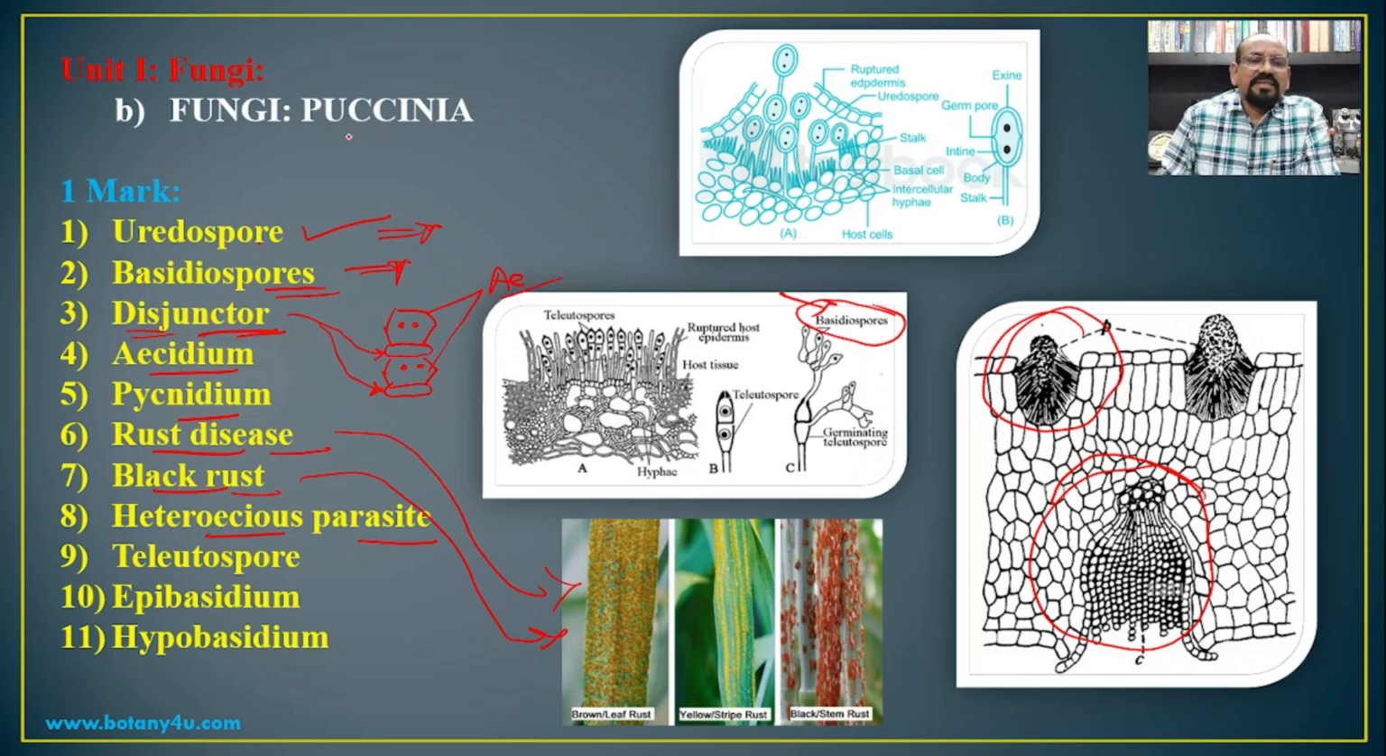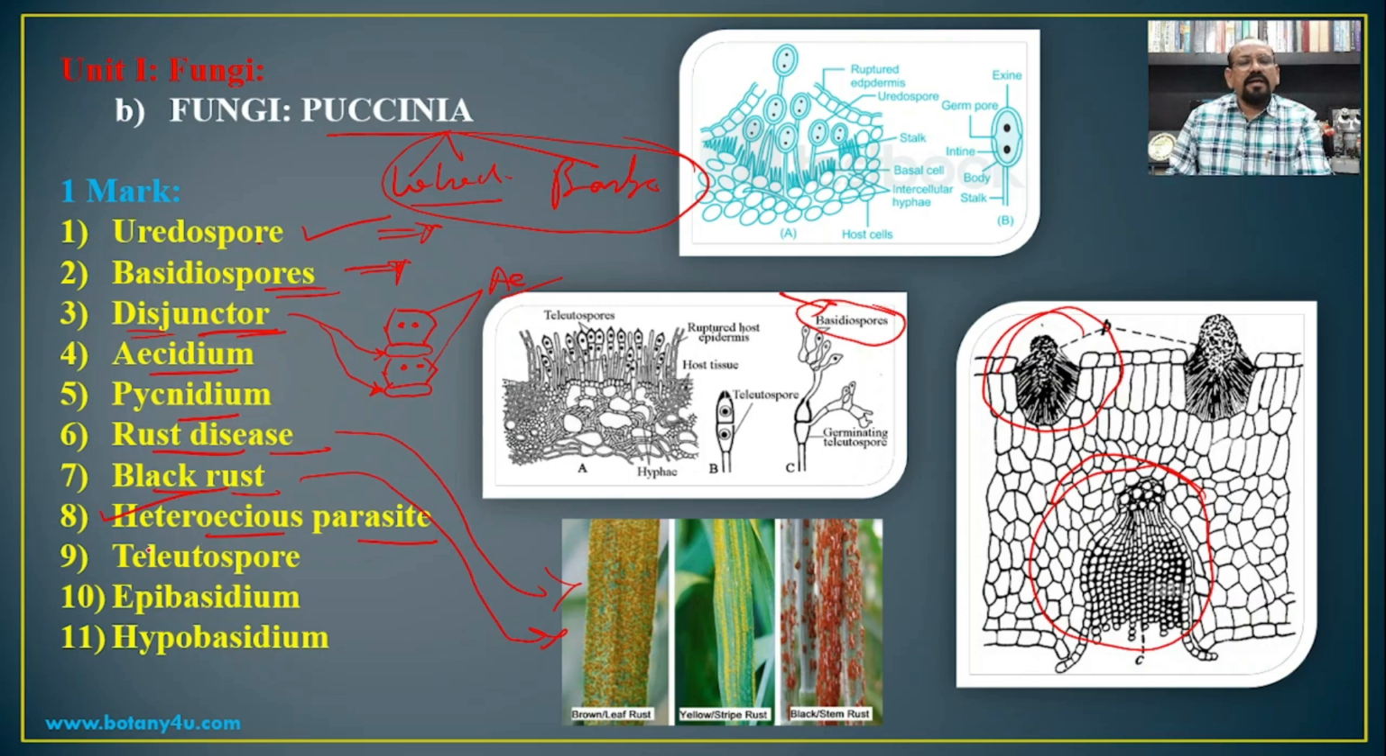We know that Puccinia uses 2 different hosts. One is the wheat plant and the other one is the barberry plant. So these 2 hosts are used by Puccinia to complete its life cycle, and hence this fungus is known as a heterogeneous parasite.